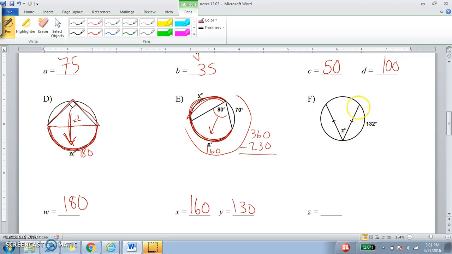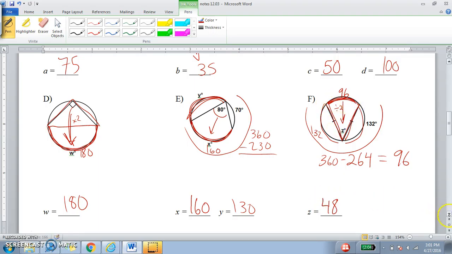This next one, so we know that we've got two congruent chords. So we learned in the last section that if that happens, this arc is the same as this arc. So this is 132. 132 plus 132 gives me 264. If I subtract that from 360 to figure out what's left over for this piece at the top, we get 96. So if this is 96, this is the arc, which means I need to, again, divide it by 2 to find the inscribed angle. So 96 divided by 2 is 48.